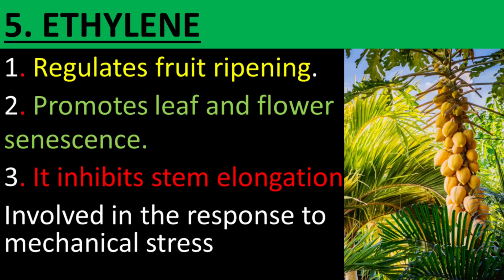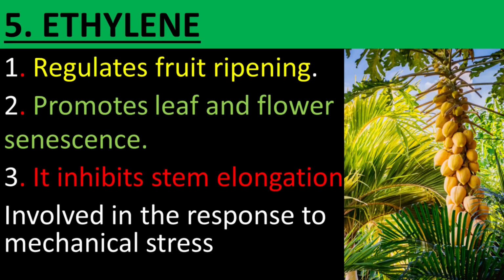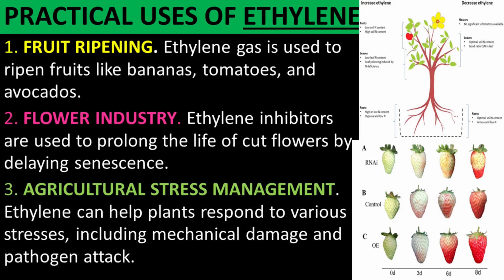Ethylene. It regulates fruit ripening. It promotes leaf and flower senescence. It inhibits stem elongation. It is involved in the response to mechanical stress. Uses. Fruit ripening: ethylene gas is used to ripen fruits like bananas, tomatoes, and avocados.